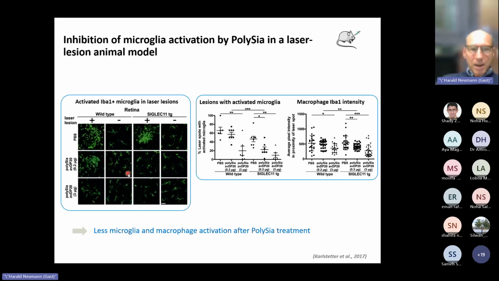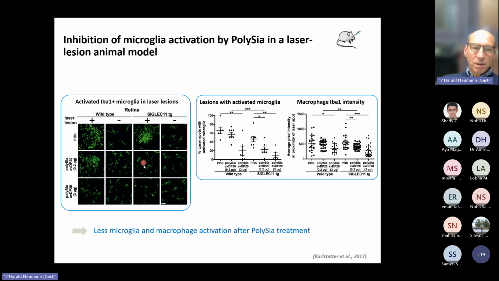Here are now the data. So we imaged the retina by taking them out, staining them with IBA1, and then you have the wild-type situation. If we make a laser lesion here, it's a plus. You have a lot of microglia activated in this laser lesion. You also get some microglial activation in the humanized CYCLAC11 transgenic mice. It looked already a little bit less, due to this additional inhibitory receptor in these mice. And then we injected the 2 different concentrations of this polysialic acid.